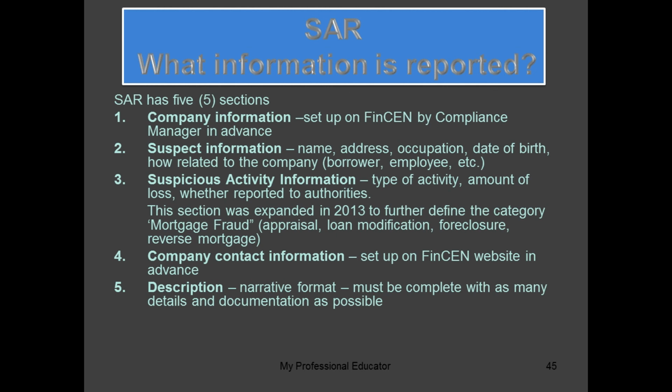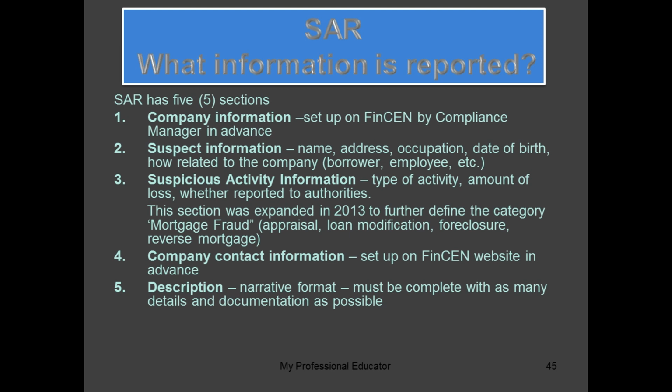What information do you put on the SAR? Well, there are 5 different sections. One is the company information, and that was kind of the header that the compliance officer set up in advance. The suspect information: name, address, occupation, date of birth, anything that you know about the suspect. If you don't know all of it, that's okay, just as much as you can. And how was that person related to your company? Were they a borrower? Is it an employee? And then what type of activity was involved, the amount of the loss, the dollar amount, and whether it was also reported to the police or the FBI or whatever.